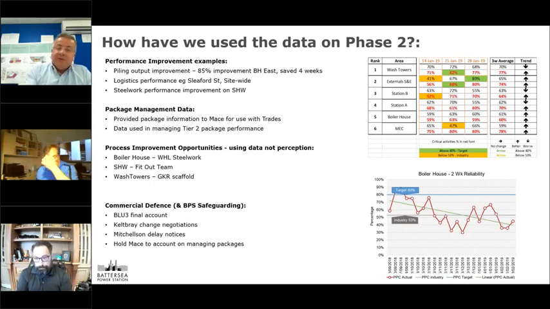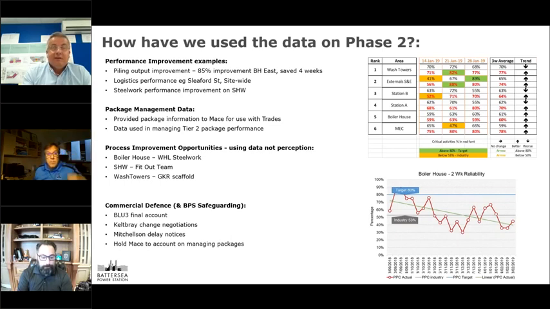And we've used that, again, I'm not going to go through them all. We've used that to do lots of different things in terms of performance improvement. So how we can actually improve things for the trades out on site, how we can get better data of how things are going, and also look at where we need to improve using data, not perception. So in construction, we're great at thinking we know what the answer is and thinking we know what the problem is. Actually, the data can tell you where the problem is, and that's much more factual and a much clearer way of doing things.